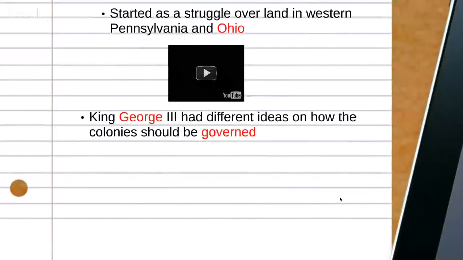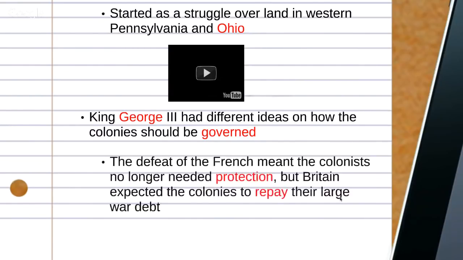King George III, so the second big change that led to the fallout of Great Britain and the colonists was that King George III had different ideas on how the colonies should be governed. He didn't think that the colonies should just be left alone and that they should be able to govern themselves. He said, hey, they're British citizens and they should have to listen and follow what I say because I make the rules. So he really wanted to show the Americas who was boss, so to speak.